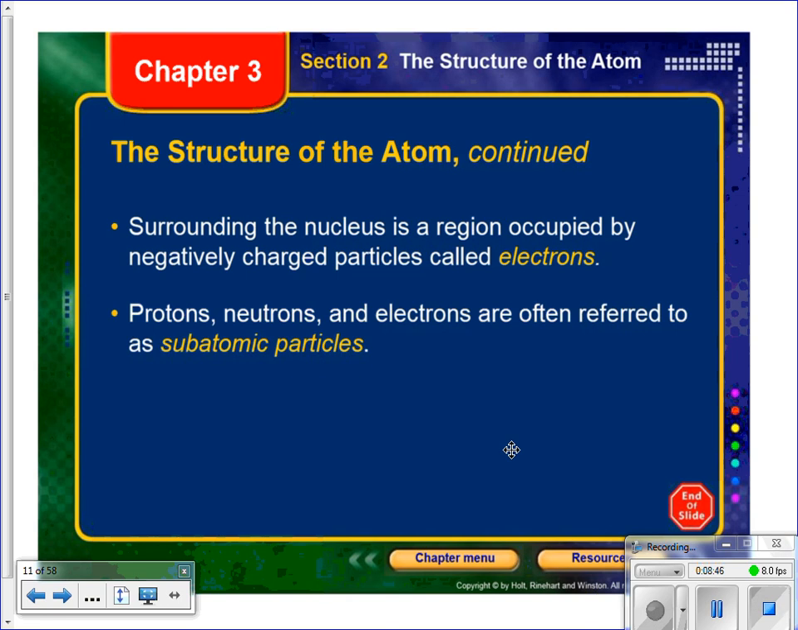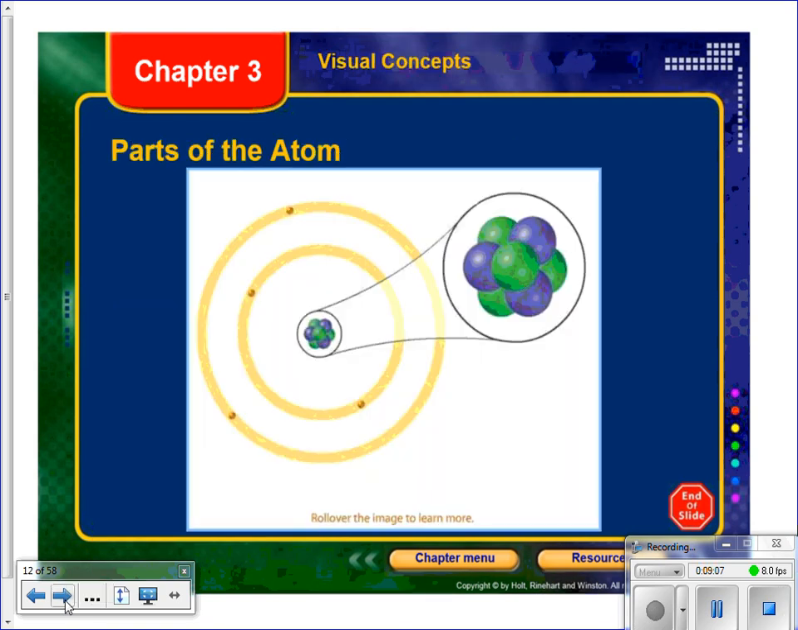Since we have these negative particles orbiting around the nucleus, those negative particles don't like to be close to each other, so they spread out as far as they can to give us that electron cloud, so it makes our atom larger. All of these together, we refer to as subatomic particles. Subatomic means smaller than atoms or within the atom. For this chapter, we kind of imagine these electrons on rings.